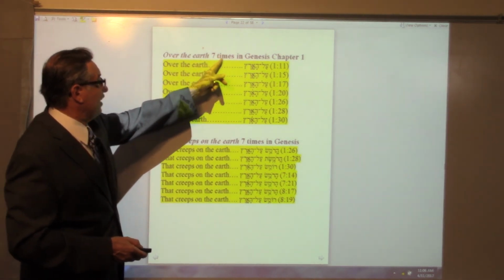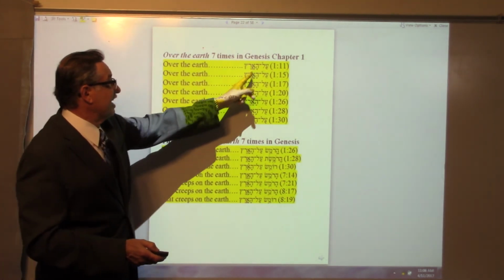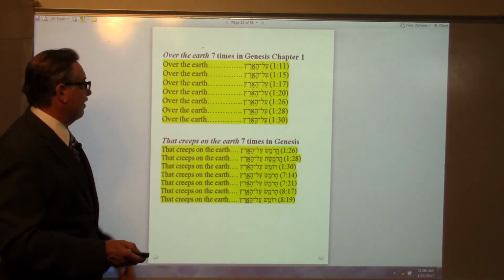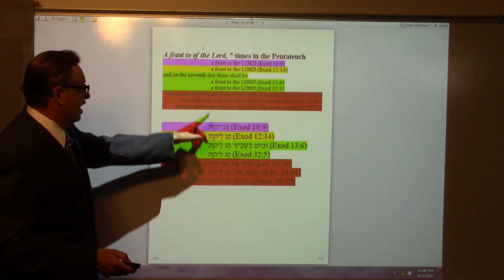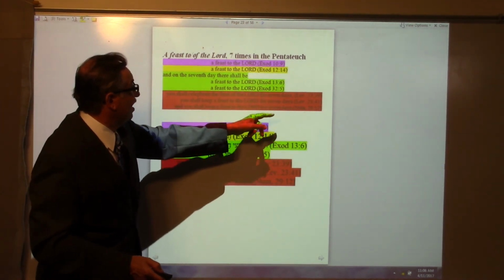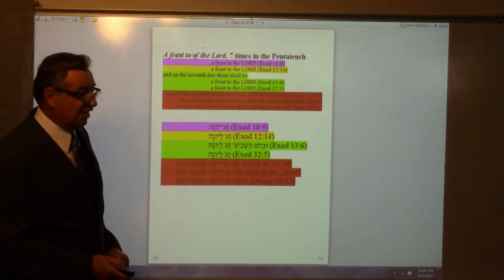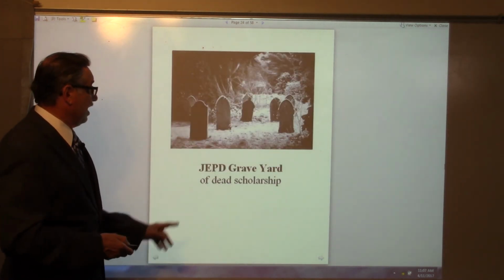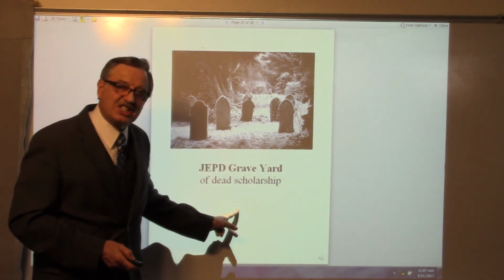Over the earth, exactly 7 times. This is the beginning of Genesis. 7 times in Genesis chapter 1, the phrase Al Haaretz, over the earth. A feast to the Lord, 7 times, as it appears right here in Exodus and Leviticus, the last one in Numbers. The redactor put in 3, the entire documentary hypothesis would claim. Again, more nonsense. This is the JEPD graveyard of dead scholarship.